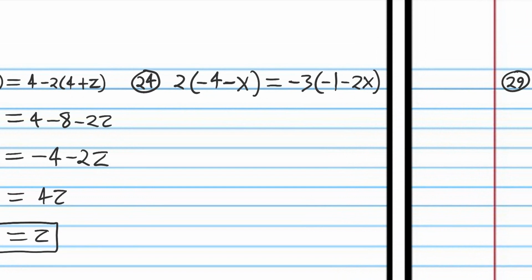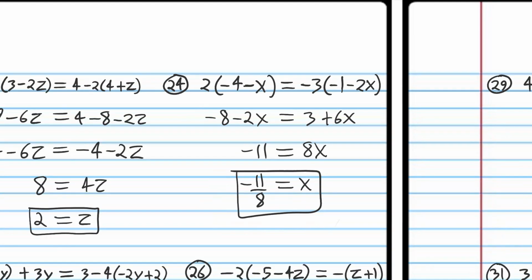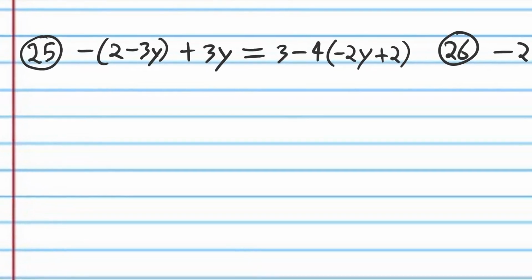All right, so now try 24. When you come back, we'll do it together. All right, we're back. 2 times negative 4 is negative 8, so on and so forth. Add 2x to both sides. Subtract 3 from both sides. Divide both sides by 8, and we get negative 11 over 8. So if you got negative 11 over 8, good job. All right, try 25, and when you come back, we'll do it together.